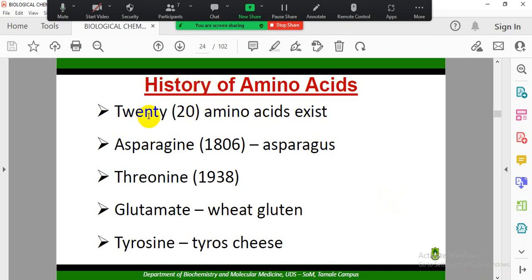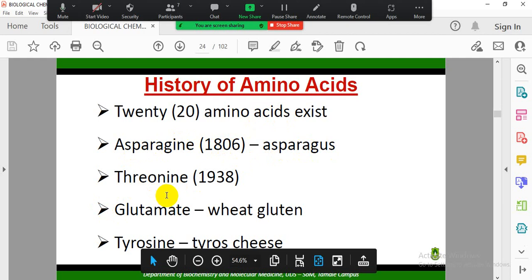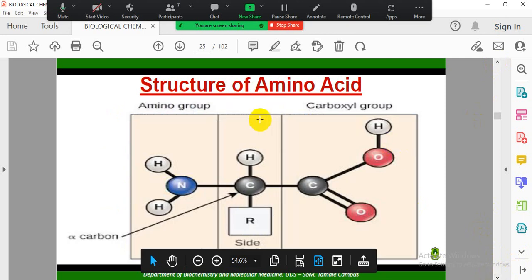So, history of amino acids. How were they discovered? There are 20 amino acids in nature. Asparagine was discovered in 1806. That's asparagus, that's the name. Threonine, 1938. Hey, I was not born by then. Glutamate, the common name is what? Wheat gluten. It was discovered from wheat gluten. Then tyrosine was discovered from what? Tyros, cheese.